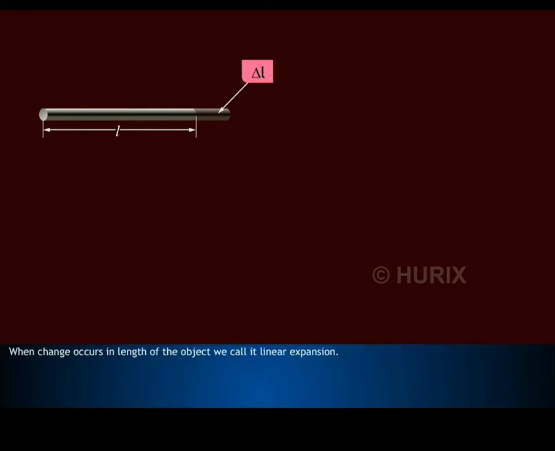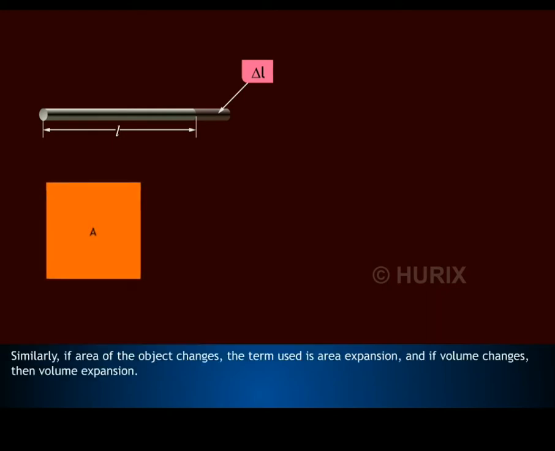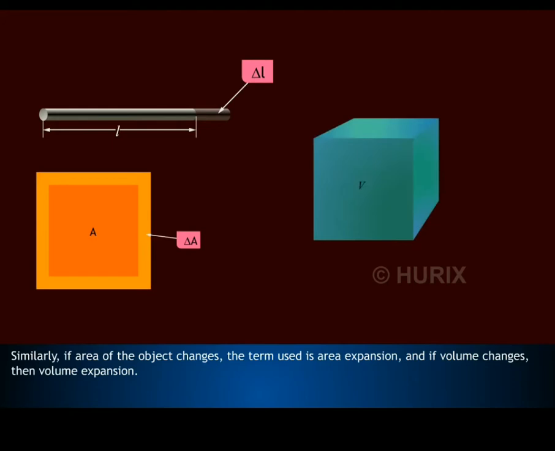When change occurs in the length of the object, we call it linear expansion. Similarly, if area of the object changes, the term used is area expansion, and if volume changes, then volume expansion.